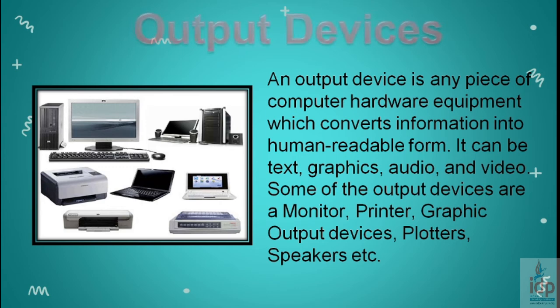Next one is output devices. An output device is any piece of computer hardware equipment which converts information into human readable form. It can be text, graphics, audio and video. Some of the output devices are a monitor, printer, graphics output devices, plotters, speaker, etc.